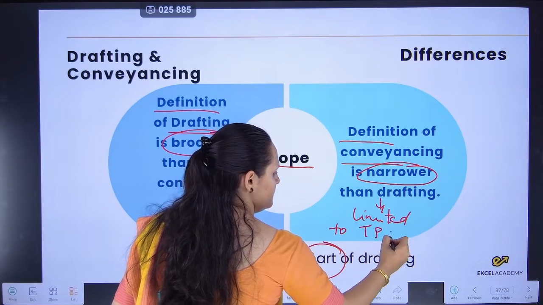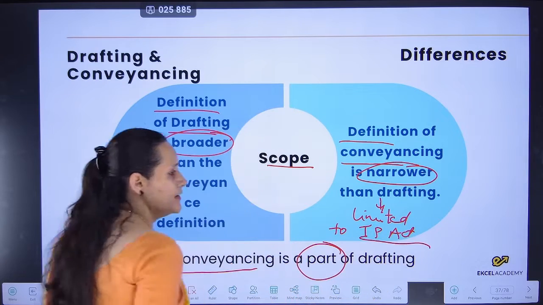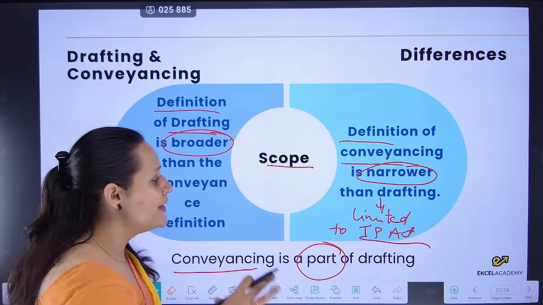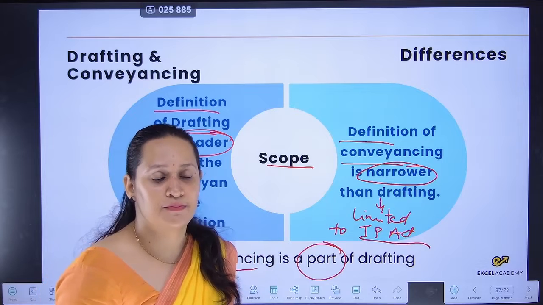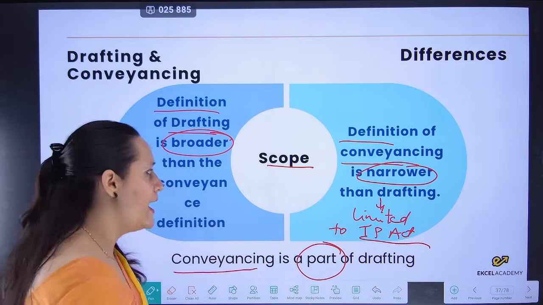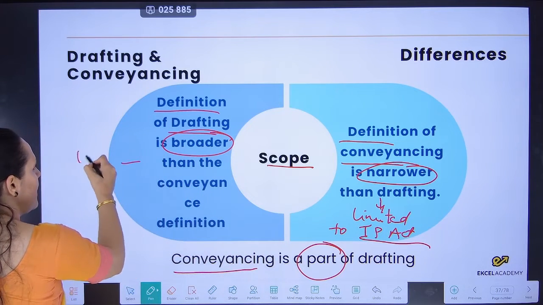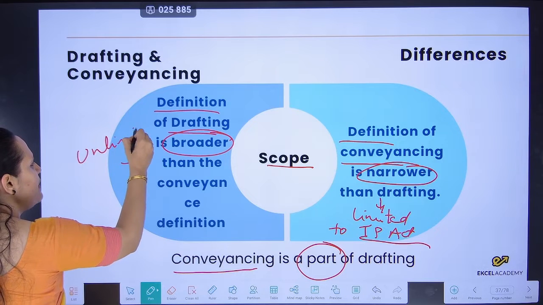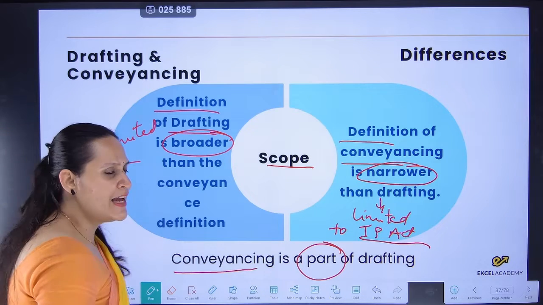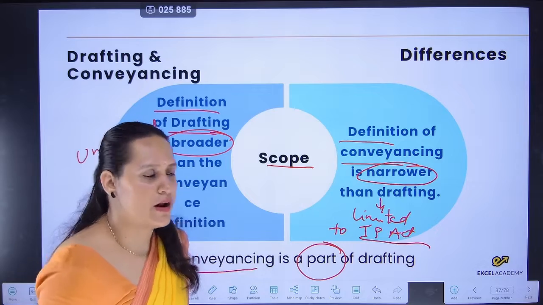TP Act. It is limited to covering only those aspects coming under the provisions of the Transfer of Property Act, but here it is very broad. It is unlimited. Any kind of work, any legal document will come under the ambit of drafting.